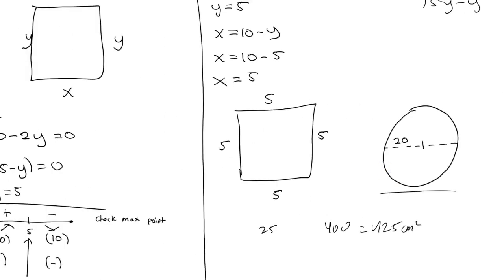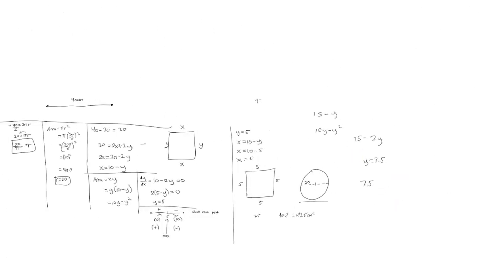And yeah, that's how you find the maximum area of a square and a circle combined from a 40 centimeter long wire. Thank you.